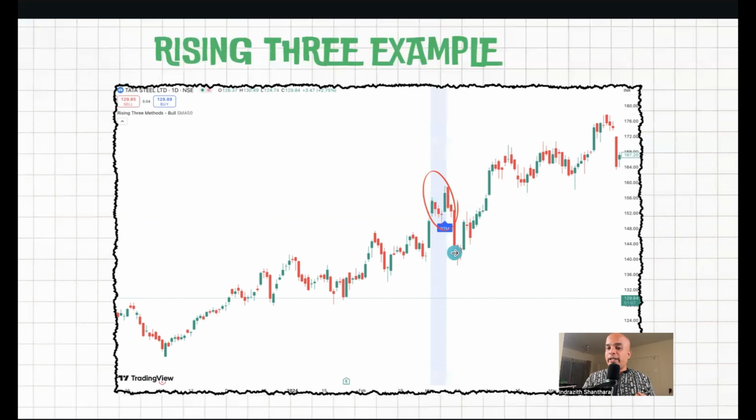But even after falling, if it continued its uptrend, it's fine. But still we should plan an exit, okay? We should plan an exit. We should always keep a stop loss below the low of any bullish candlestick pattern in case of a long trade, and above the high of a bearish candlestick pattern in case of a short trade. This should be a must, okay?